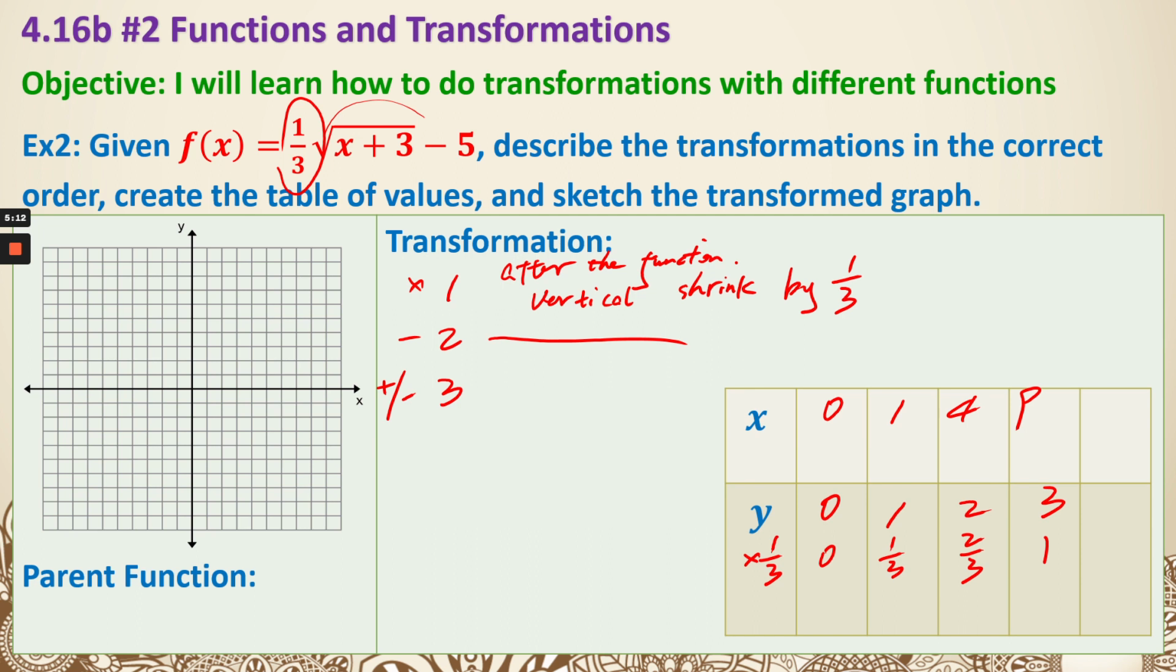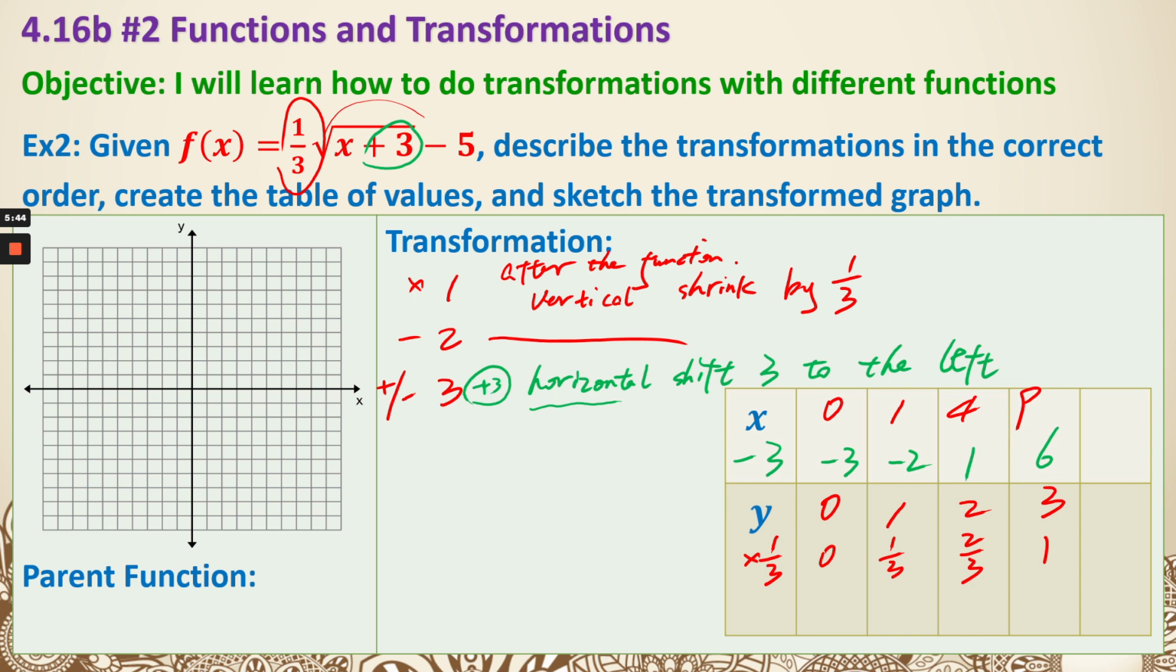Next, we do not have a negative. Now we do have a plus 3. The plus 3 is going to be a horizontal shift 3 to the left. Again, horizontal is the opposite, and also because it's under the square root, that means we add the 3 first, then do square root. That's why it's a horizontal change. Since the horizontal is opposite, we're going to subtract 3: -3, -2, 1, and 6.